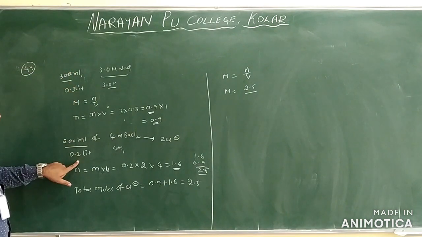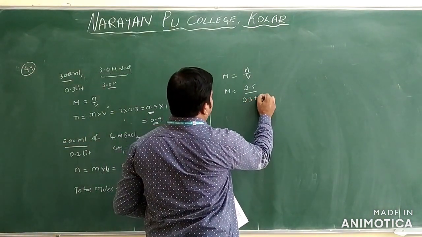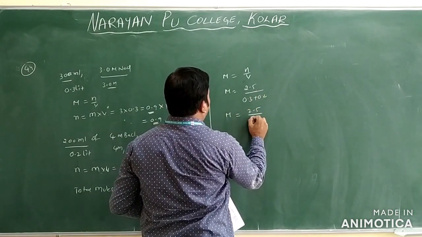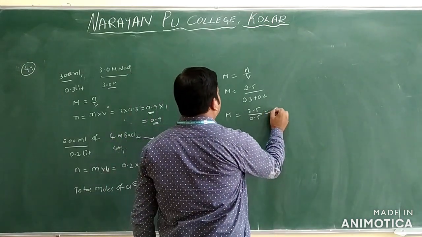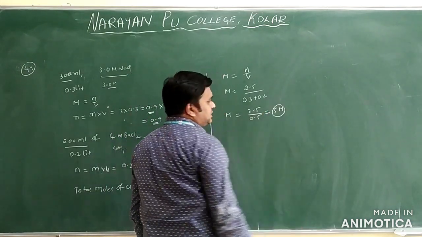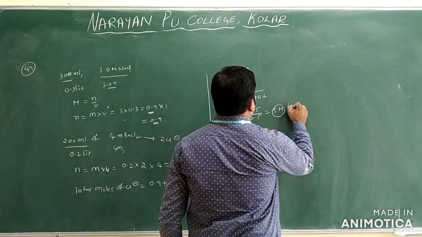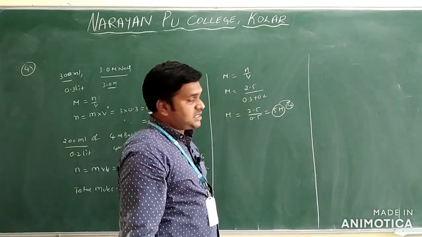0.2. You will add this. This is 0.3 plus 0.2, then you will get 0.5 only. Then what you will get here? 5 molar is the answer for this question only. So you will take option 4 for this question only. Option 4 is the answer.